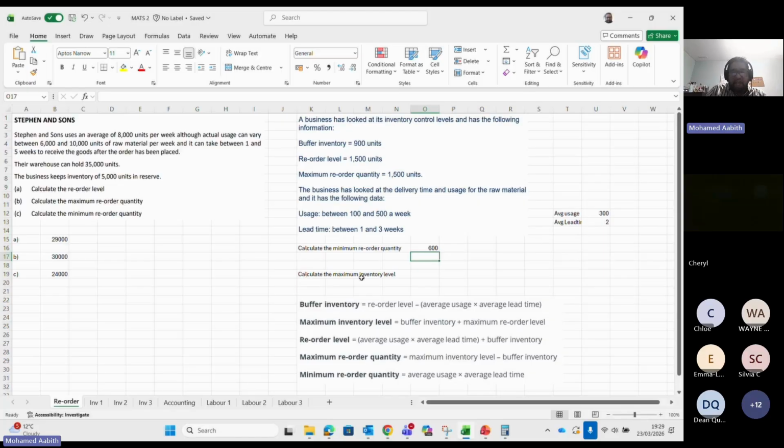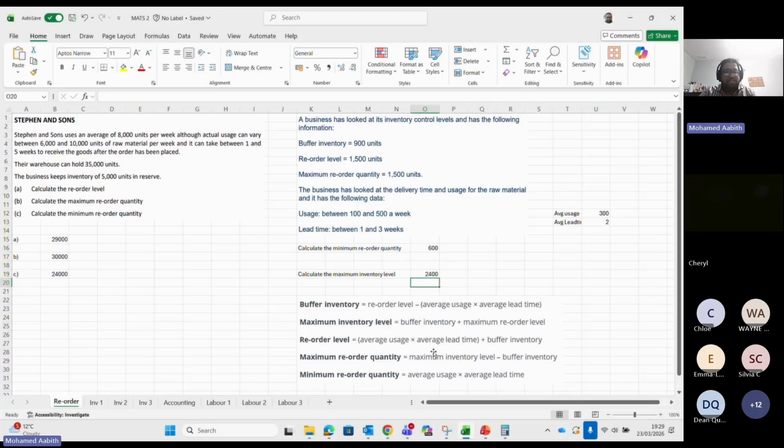And then they're asking here, calculate the maximum inventory level. So what is the maximum inventory level? The maximum reorder quantity, can you see that here, plus the buffer inventory. The formula is very clear here. Buffer plus the maximum reorder. So you will be able to have up to that many units there. So that's going to be 900 plus the 1,500 units, which is 2,400. As long as you remember this sum of it, but they are all rearranged anyway. But let me make one thing clear.